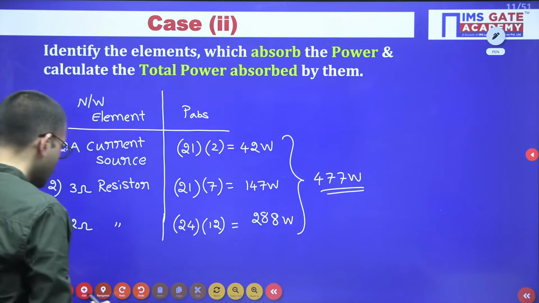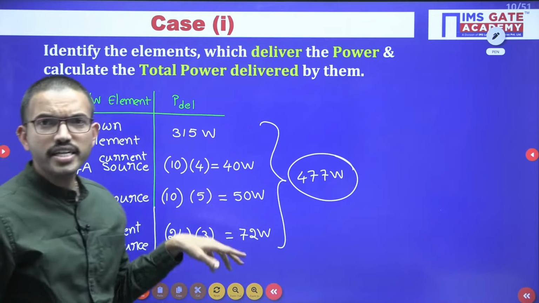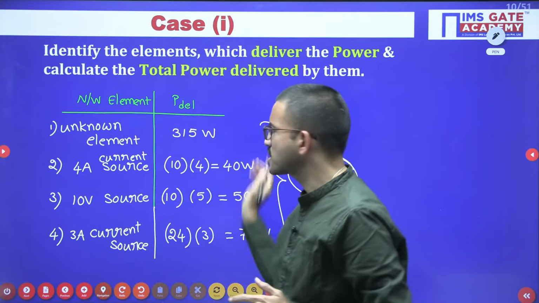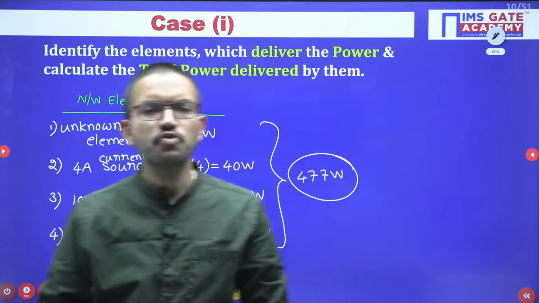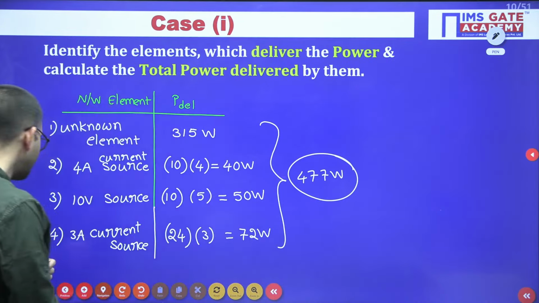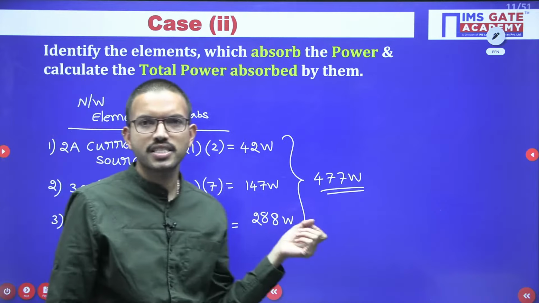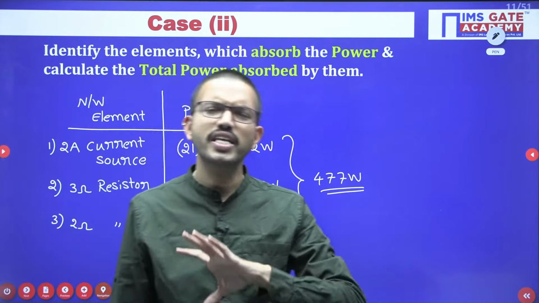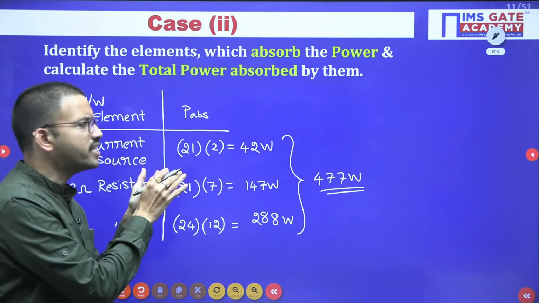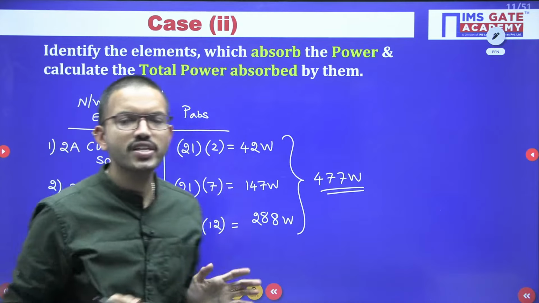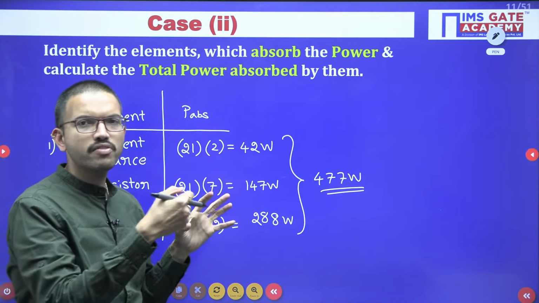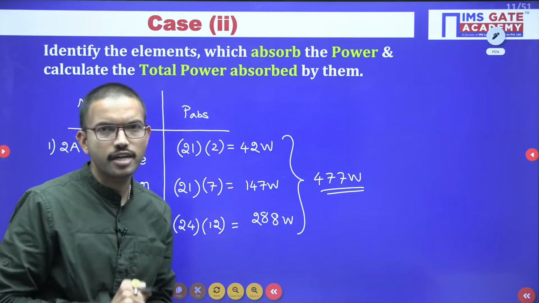477 watt. Okay, so in this way, in the given network, the resultant sum of the power delivered by the elements is equal to the power absorbed by the other elements. If you add the net absorbed power, both will match. That is called Tellegen's theorem. In any network or circuit, whatever total power is supplied, that much entire power should be distributed or absorbed by the other elements.